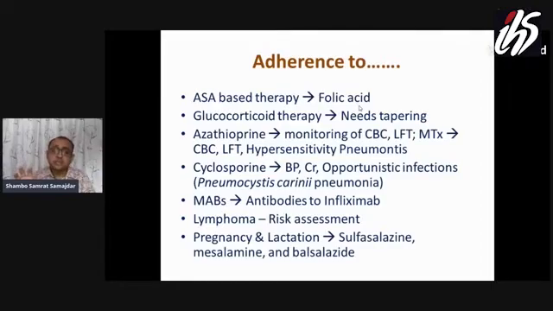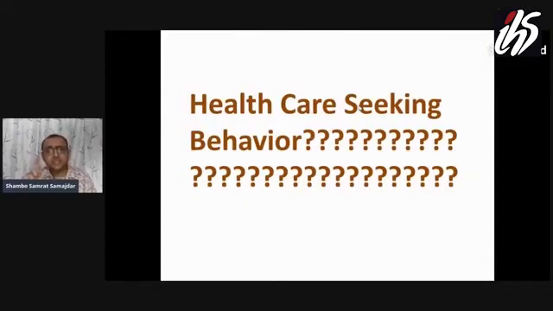Now, talking about pregnancy and lactation, that is very important to note also, because there are some patients who left therapy, and there may be in remission phase, but again when they become pregnant, they will have a flare up of the disease. So we need to educate our patients that if you become pregnant, then there is a chance of recurrence. So you need some therapy, and we all know drugs like sulfasalazine, mesalamine, balsalazide are safe in pregnancy and lactation.